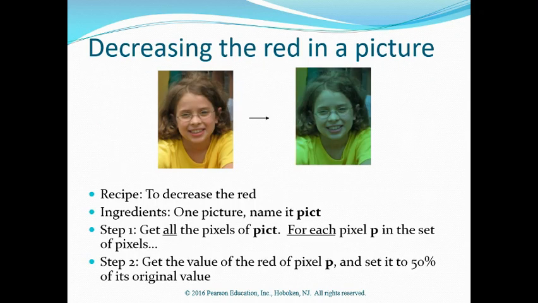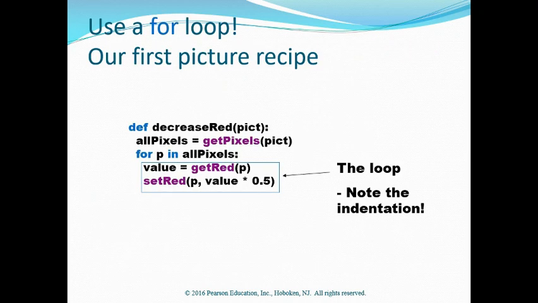So, decreasing the red in a picture. Here's the recipe, right? It's to decrease the red. The ingredients: a picture, and then name it pick. Step 1: get all the pixels for pick, and then for each pixel p in the set of pixels, there's our example. And then step 2: get the value of red of pixel p and set it to 50% of its original value. We use a for loop for this. Our first picture recipe.